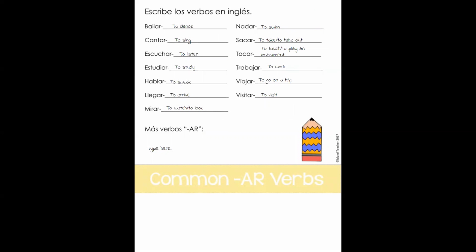Here are some examples of verbs in Spanish. Some AR verbs: to dance, bailar; to sing, cantar; to listen, escuchar, like escuchar música, to listen to music; estudiar, to study; hablar, to speak; llegar, to arrive; mirar, to watch or to look; nadar, to swim; sacar, to take or to take out; tocar, to touch or to play an instrument; trabajar, to work; viajar, to go on a trip; visitar, to visit.